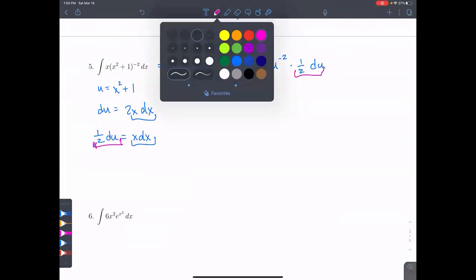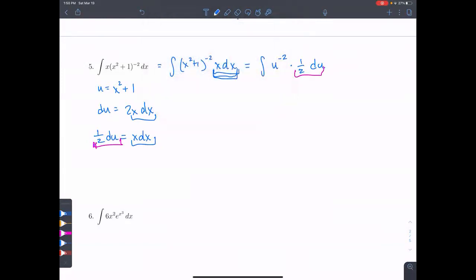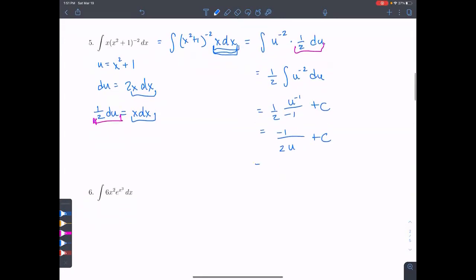And then that 1/2 I can actually pull to the outside. So this is 1/2 the integral of u to the negative 2 du. So we're going to increase and divide and add c. So I have that this is negative 1 over 2u plus c. So that is negative 1 over 2 times (x squared plus 1) plus c.